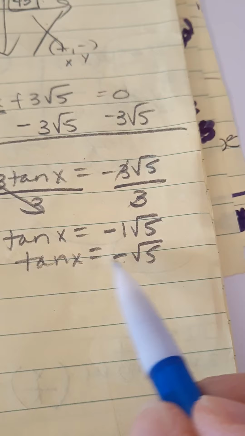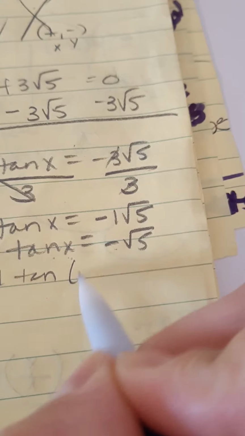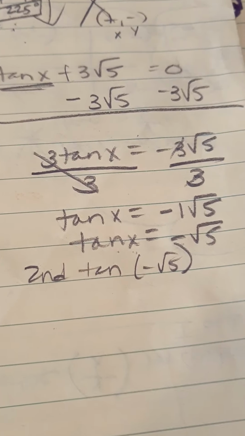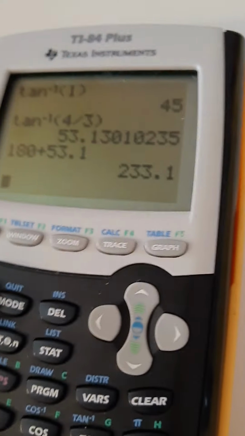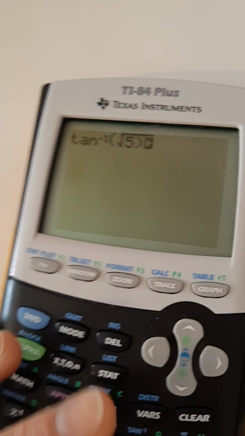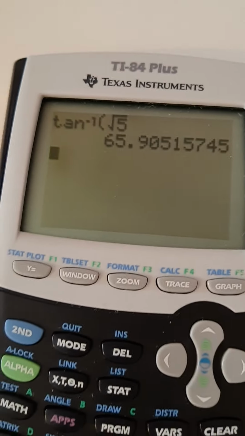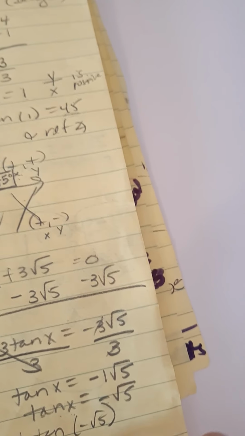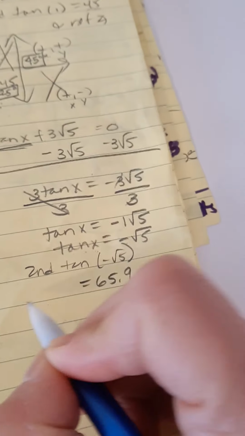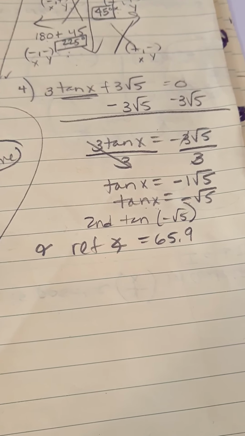Again, in order to find this angle, angle x, in the calculator, you type in second tangent and then negative square root 5. So clear that out. Second tangent square root of 5 gives me 65.9. So that is my reference angle, my alpha, because it's a positive acute angle. So these all worked out really nice.